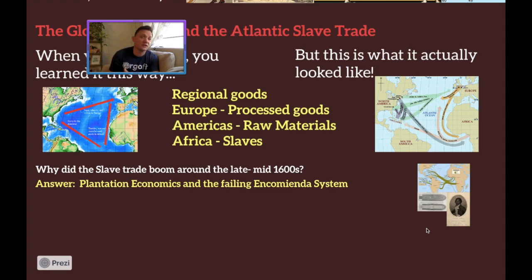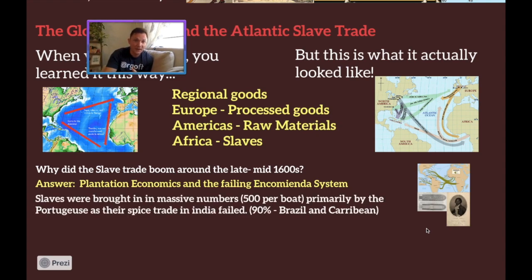Now, also, just to give you a little understanding, what country was mostly responsible for the movement and trafficking of these people actually falls into the hands of the Portuguese, right? Because the Portuguese, as we remember, under Henry the Navigator, were the ones that bounced around the coast of Africa to try and get past the Cape of Good Hope to get into the Indian Ocean. And in that process, they created slave trade forts, right? Now, slaves were brought during this time period in massive numbers, 500 people per boat sometimes, primarily by the Portuguese as their spice trade in India began to fail, okay?